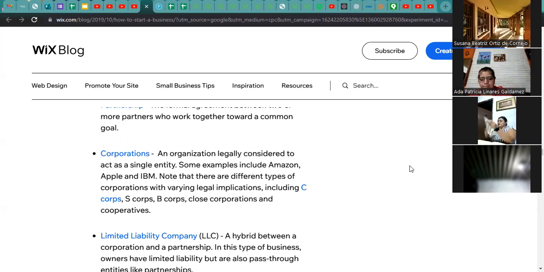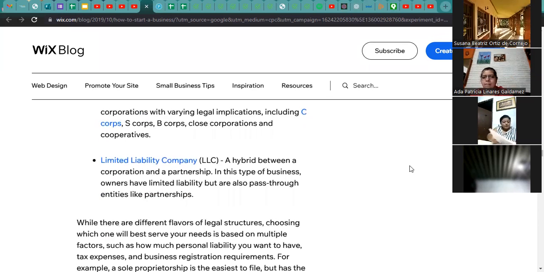That are like a conglomerate of businesses together. The next one is one of my favorites, limited liability company. Because if you have a limited liability company, in case the business goes into bankruptcy, for example, you are going to respond to those liabilities only with the business assets. But if you do it the other way, they can take your house, your car, all your things. So this part is very important.